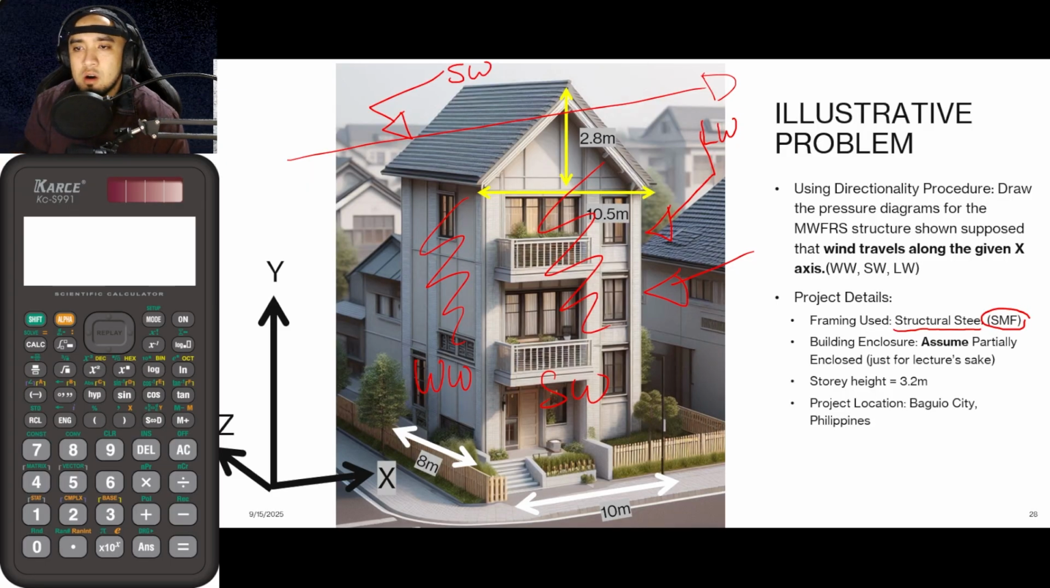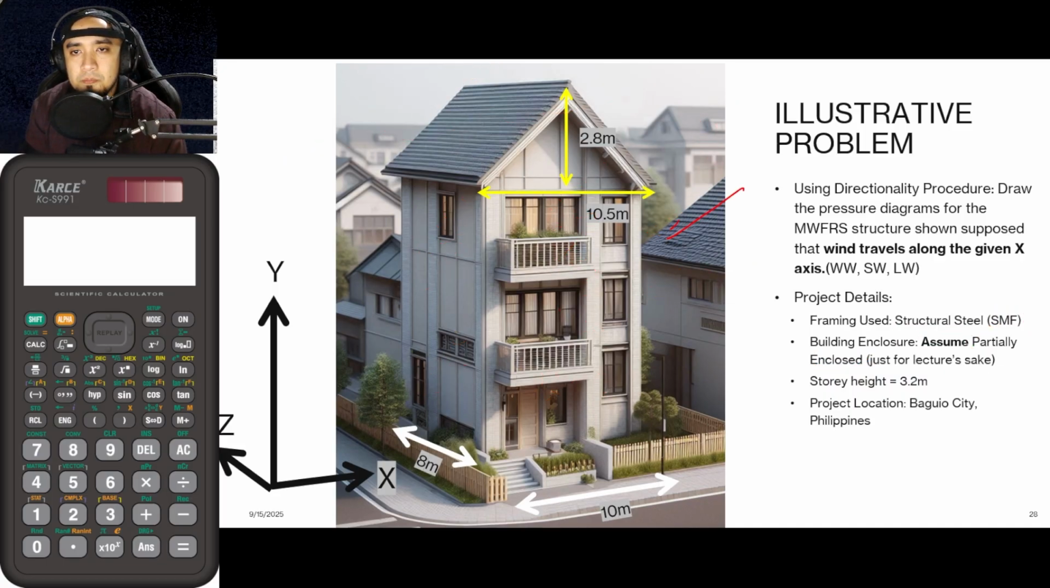Okay, so for the building enclosure, take note here that we are to assume, this is just an assumption, partially enclosed building. Again, this is just for lecture's sake. So take note that this particular building must actually be considered as an enclosed building since for the events of typhoons, we are to assume that all of these windows will be closed. I only assume that this building is partially enclosed because I actually want to show you what will happen with the pressure diagrams.